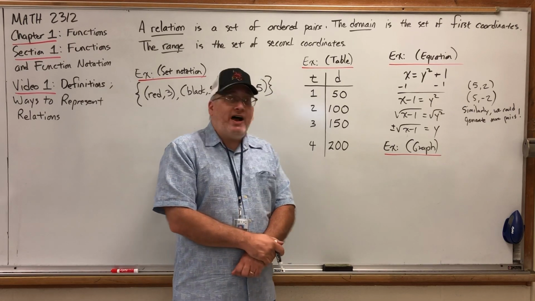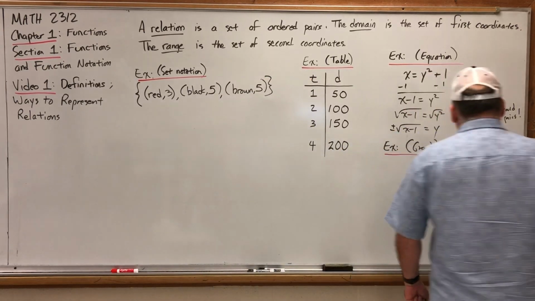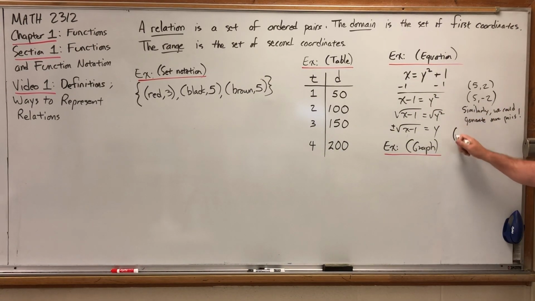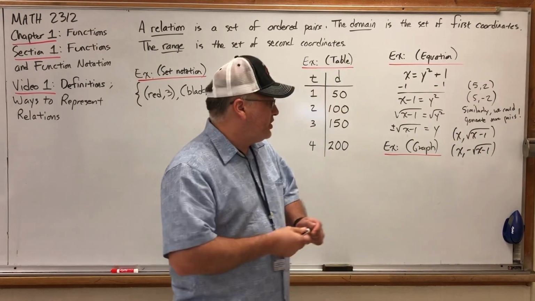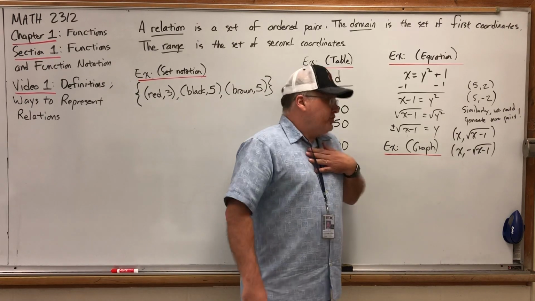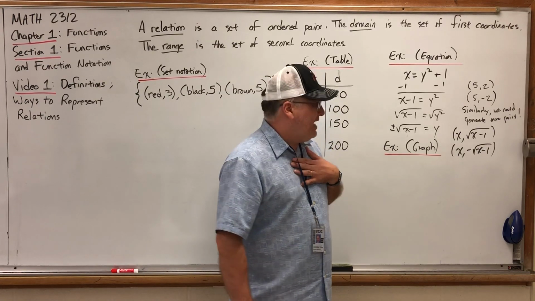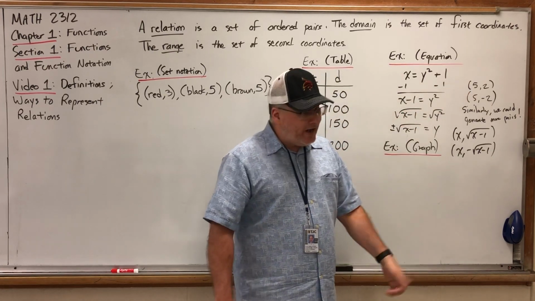Basically, by solving for y, I've created a formula that can generate as many ordered pairs as I want. Namely, if I pick a number for the x, there's two different values I could calculate for the y: the square root of x minus 1 or negative square root of x minus 1. And now I've created a way to generate as many ordered pairs as I want. So again, I could generate one ordered pair at a time, or in this case, two at a time, by substituting a value for x and solving for y.